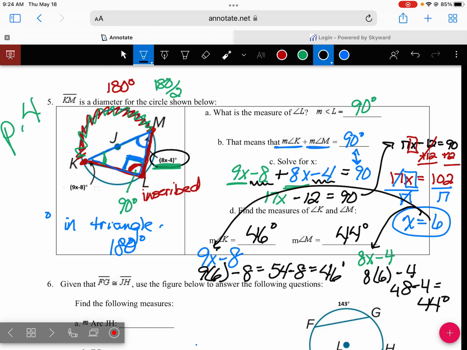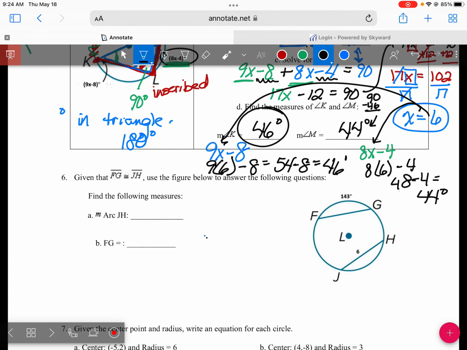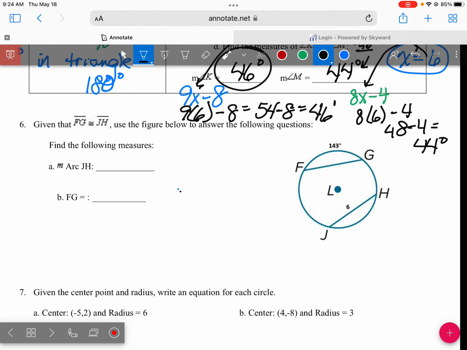Well, if the measures of angle K and M add together to give you 90, you could, after you find this first one, just say 90 minus 46. And that would also give you 44. Okay? So either way. Any questions on 5? All right. How about 6? Did we do 6 yet as a class?